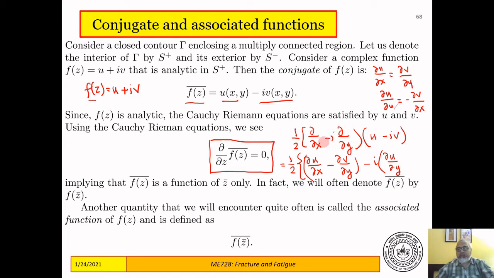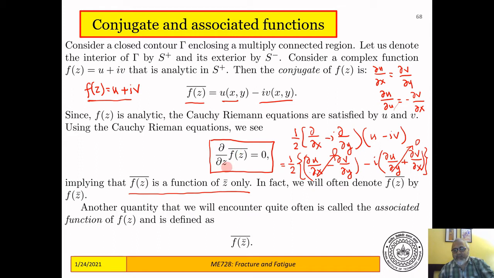plus ∂v/∂x. Now this is analytic, so u and v satisfy these two equations. So ∂u/∂x and ∂v/∂y should be equal, so this part is 0, and ∂u/∂y and ∂v/∂x should be negative of each other, so this part is 0 as well, which means that ∂_z of f̄(z) is equal to 0, which means that f̄(z) is a function of z̄ only.